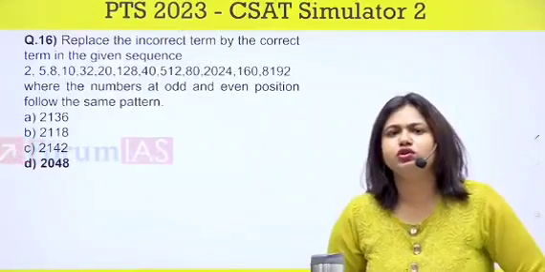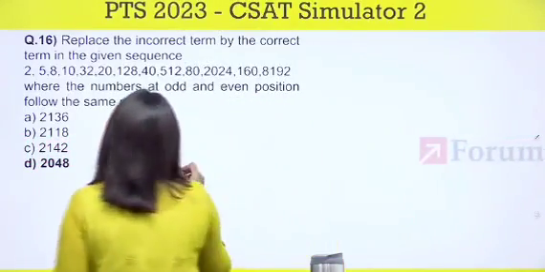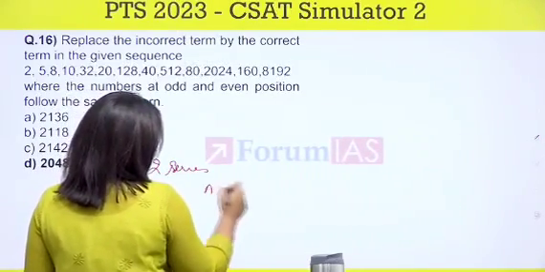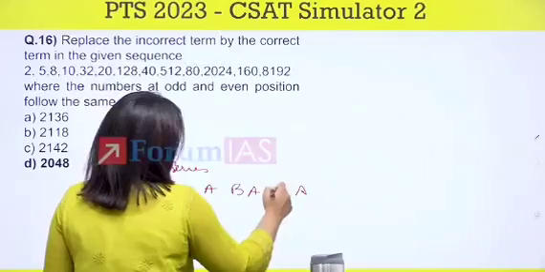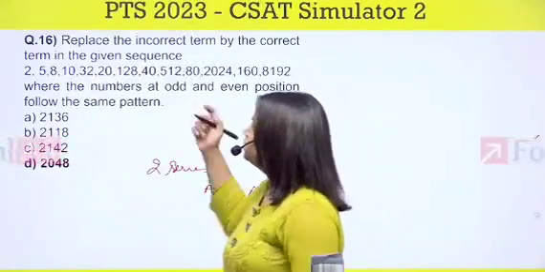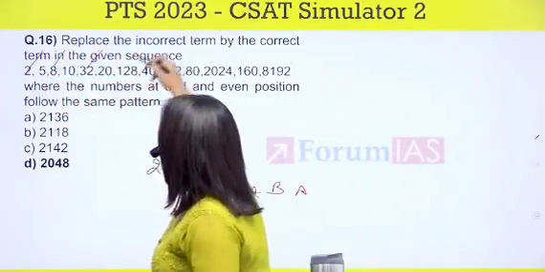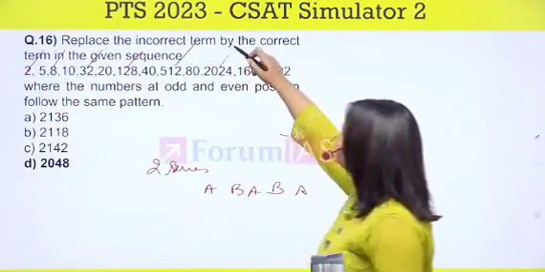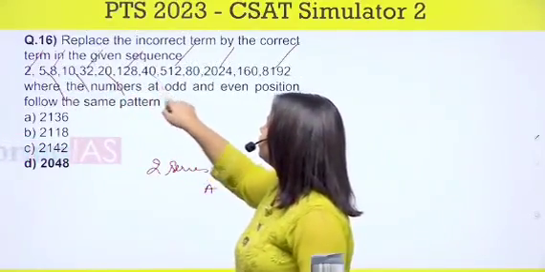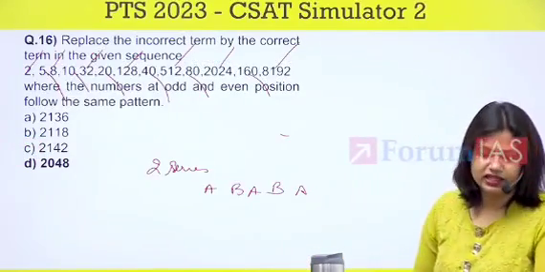For example, in order to identify this question, you have to know that there is a different type of sequence in which there are two series going on. Here, I want you to see that there are two series that have been joined onto each other. One is 2, 8, 32, 128, 512, 2024 and 8192. The second one is 5, 10, 20, 40, 80, 160. So these two series I have to calculate separately.